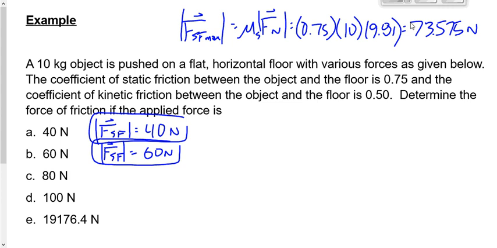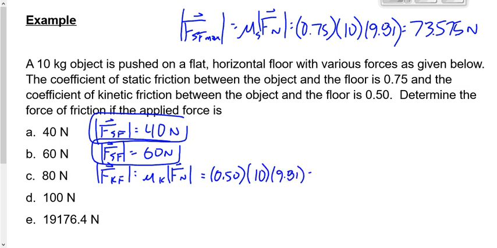I push with 80. Does it move now? Yes, it does. Okay, it moves now. So now I've got kinetic friction, right? Not static friction. I don't know what kinetic friction is. I'm going to find that by saying it's mu times the normal force. But make sure you use the right value of coefficient of friction. It's going to be 0.50. Coefficient of kinetic friction times the mass, which is 10 kilograms, times 9.81, gives me 49.05 newtons, or we're going to round that to 2 digits. I get 49 newtons.